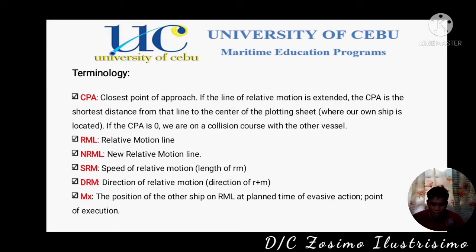The relative motion line is called the direction of relative motion, or DRM. If both the target vessel and your vessel maintain the same course and speed, the target will plot right down this line. If the line passes through the center of the sheet where your vessel is located, there will be a collision.